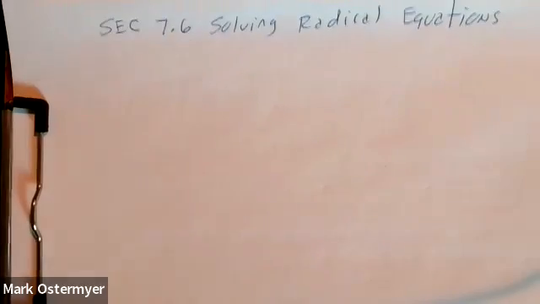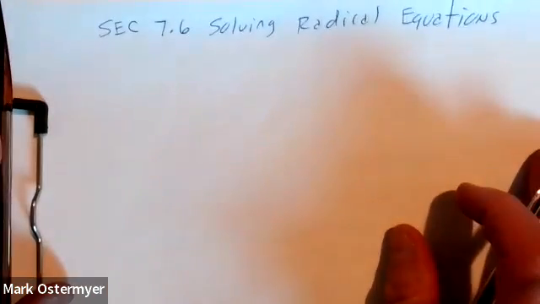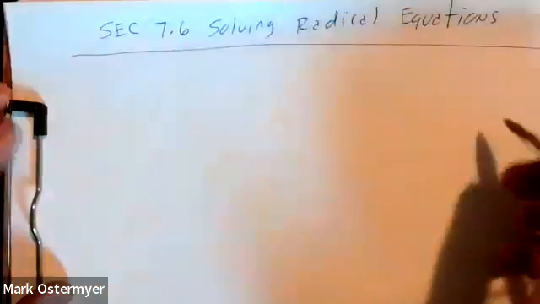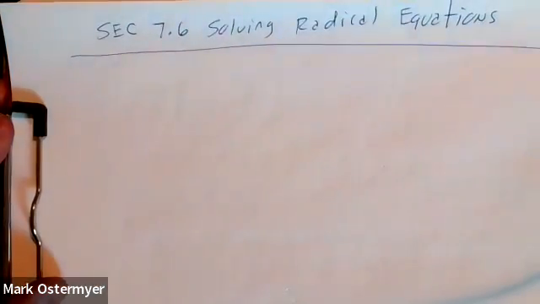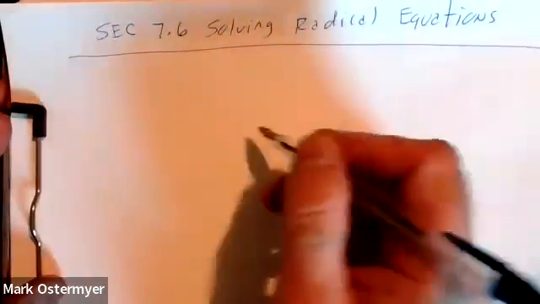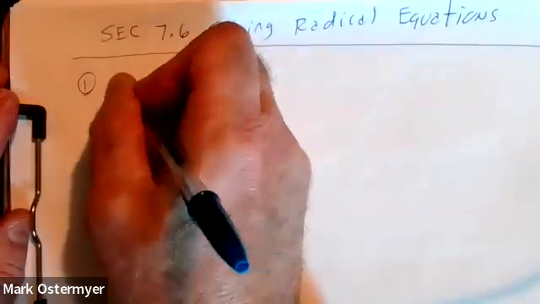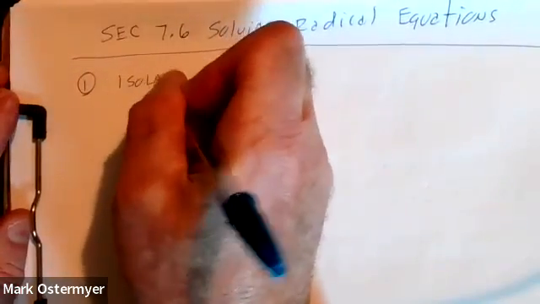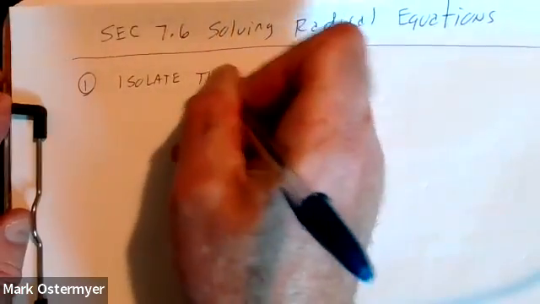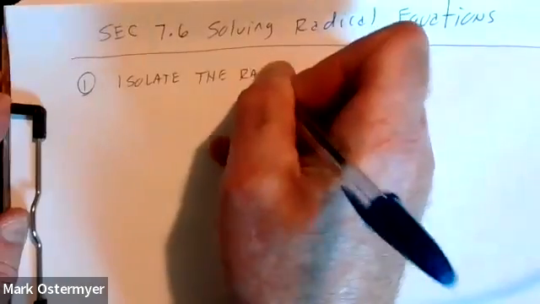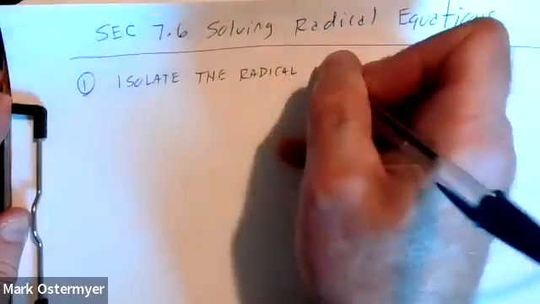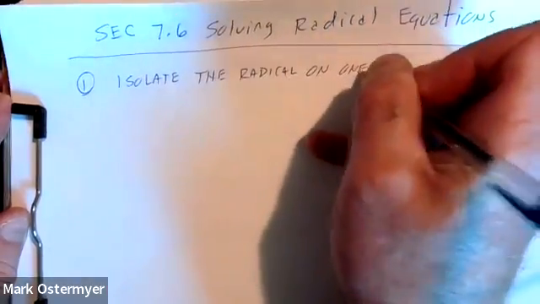Welcome, ladies and gentlemen. Section 7.6 has us solving what are called radical equations. These are equations that contain radicals, square roots, cube roots, fourth roots, etc. The first thing we like to do here, for step number one in solving these types of equations, is isolate the radical on one side of the equation.